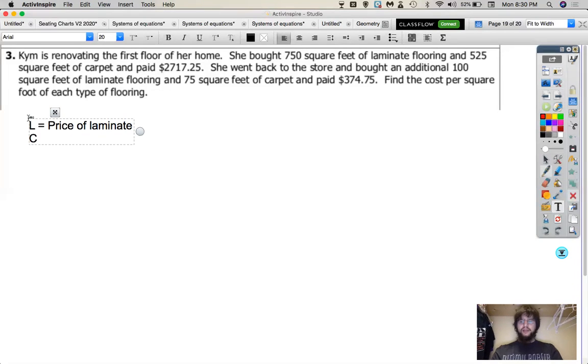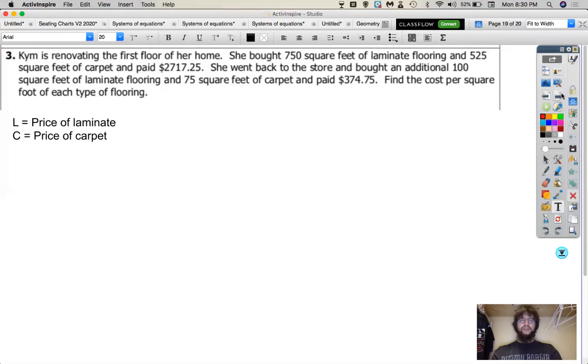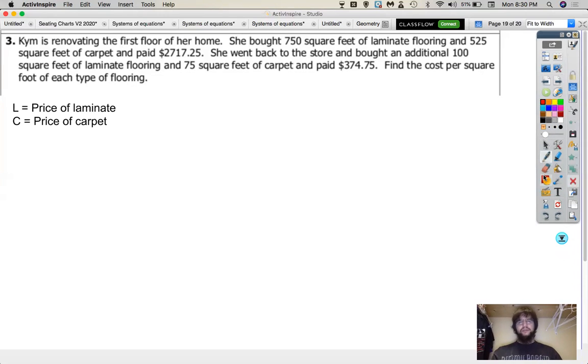And C is going to be the price of carpet. You could say price per square foot, whatever, as long as you realize that it's the price and not the amount. That's key. We identify variables, okay. On those two, we were talking about number of sums. This, we're talking about the price of a sum. So we gotta pay attention to what we got.